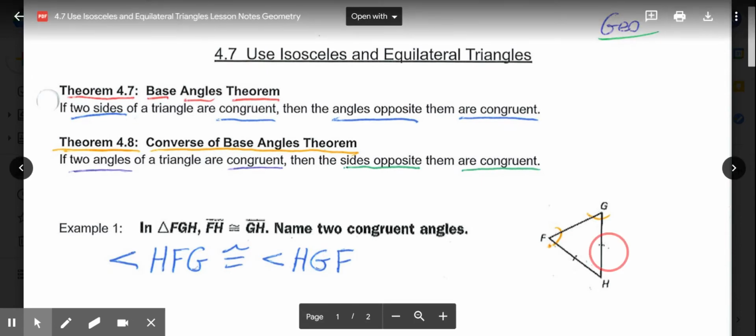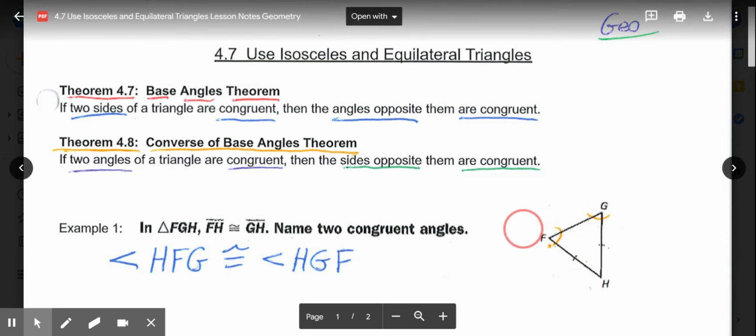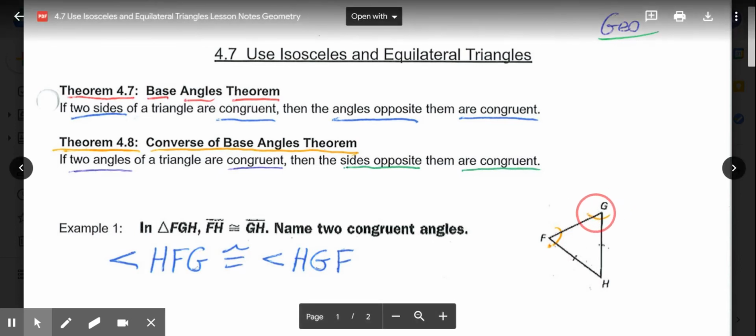So if I look down here, if I knew side GH was congruent to side FH, that tells me the angles opposite those sides are also congruent. So the angle opposite FH is G. The angle opposite GH is F. So I know angle F would be congruent to angle G.